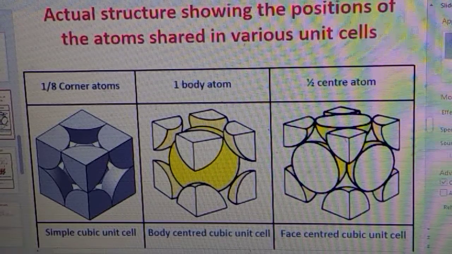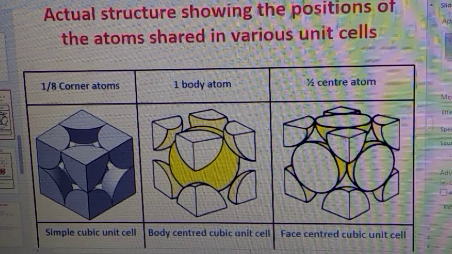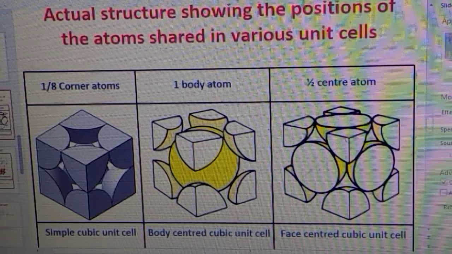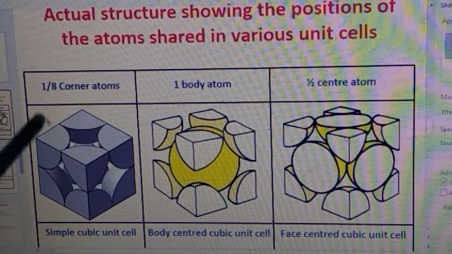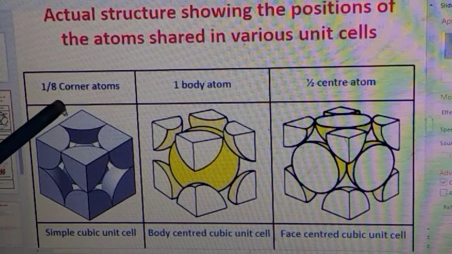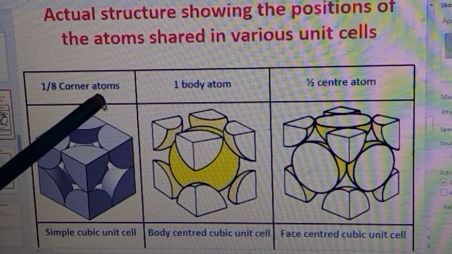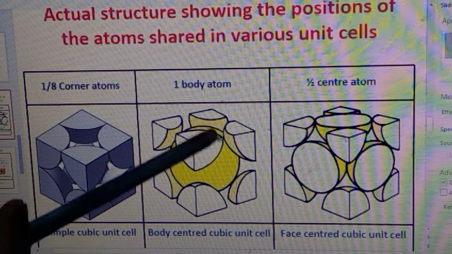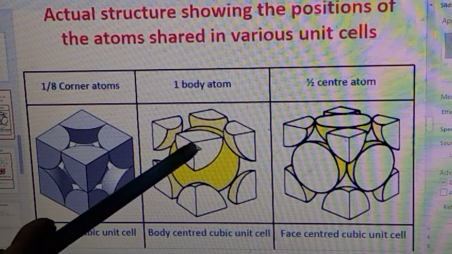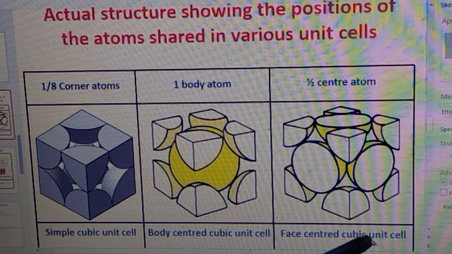Already we have discussed and you have learned the structure of the simple cubic unit cell, body-centered cubic unit cell, and face-centered cubic unit cell. For the simple cubic unit cell, the contribution of one particle at a corner is 1 by 8. One body atom, the constituent particle at the body, contributes 100% to the unit cell, and this is the face-centered cubic unit cell.